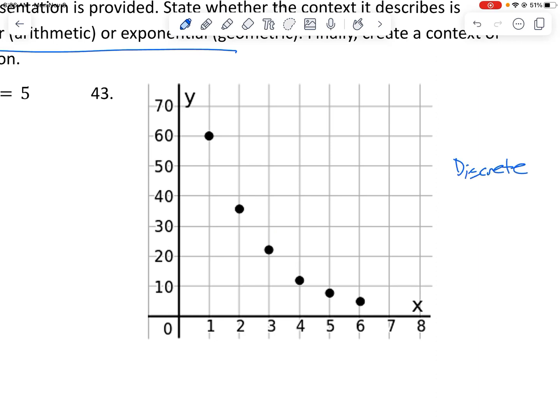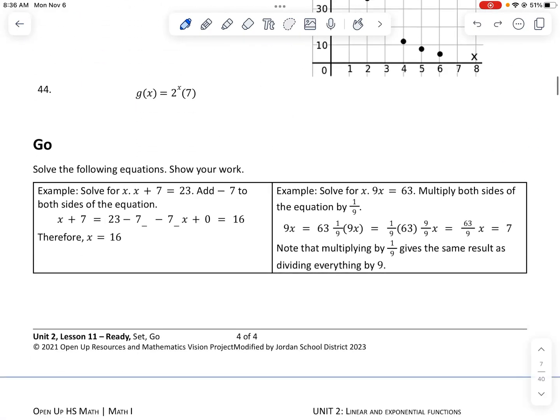And we can create a story. I'm just going to say it out loud instead of writing it out. Let's say you start with $60, and you're deciding to be generous, so you start giving away some to your friends. But you only get rid of a certain percent here. Maybe that's 40% each time. So each day you give 40% of your money away, and it just goes down like this. So there's a little context there.